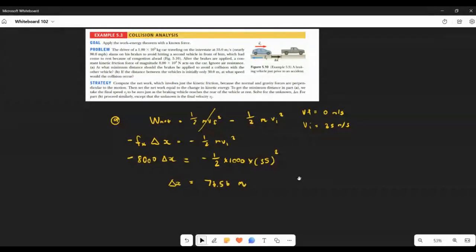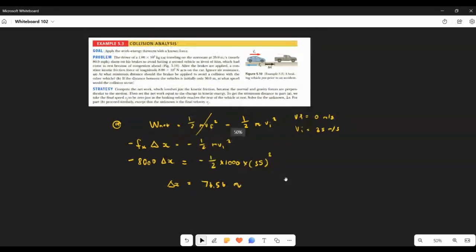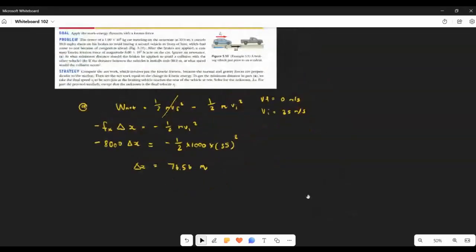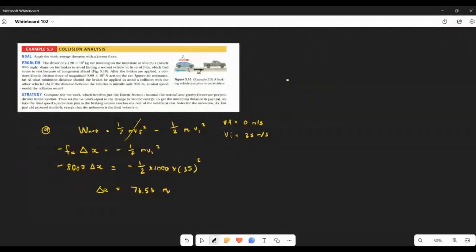What they're saying there is that you should apply the brakes at 76.56 meters just to avoid the collision. But if they are 30 meters apart, then the collision obviously would occur, but they're asking now at which speed. So what you need to do now is apply exactly the same thing. Just move back.